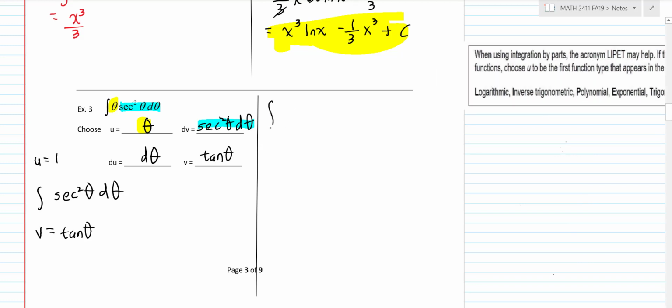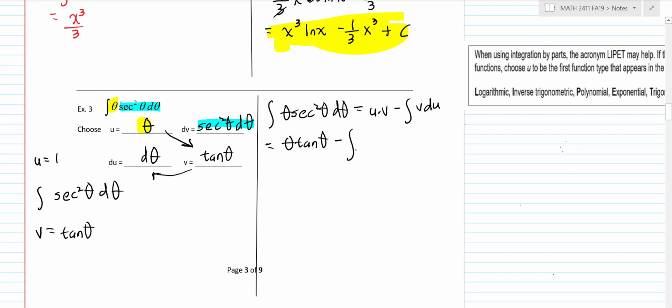Okay, so moving from here, let's go ahead and get this put together now. So I'd have the integral of theta, secant squared theta d theta. Write down the parts formula, which is u times v minus the integral of v du. Okay, go this way. U times v is going to be theta, tangent theta, minus the integral of v du. Go this way. So that will be the integral of tangent theta times d theta, like that. Okay. Now we have a formula for the integral of a tangent.